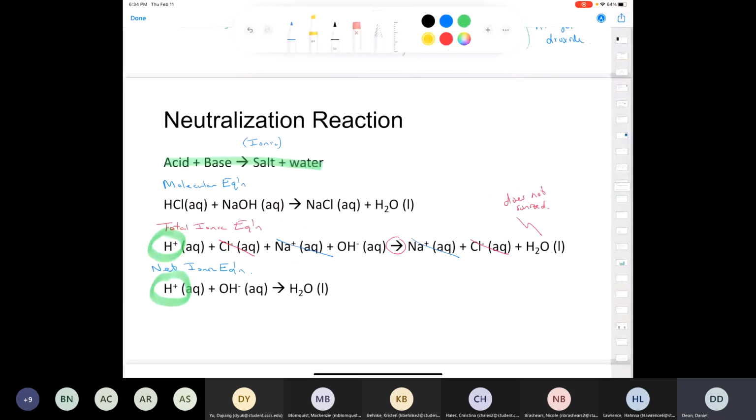Can you guys see my screen, or did it go away? Okay, good, thanks.